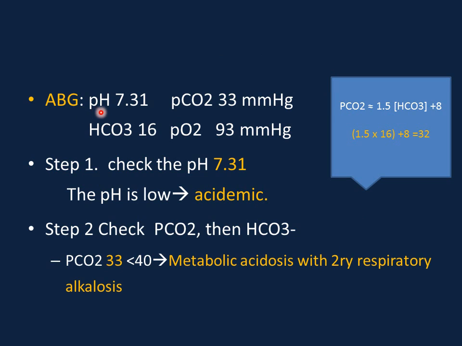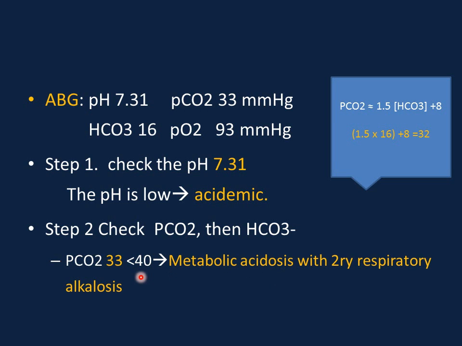You want to understand the acid-base disorder of this patient. Step number 1, check the pH. The pH is 7.31, which is low, less than 7.35. This is a case of acidemia. Check the PCO2. The PCO2 is low, so both of them are low in the same direction. This is a case of metabolic acidosis.